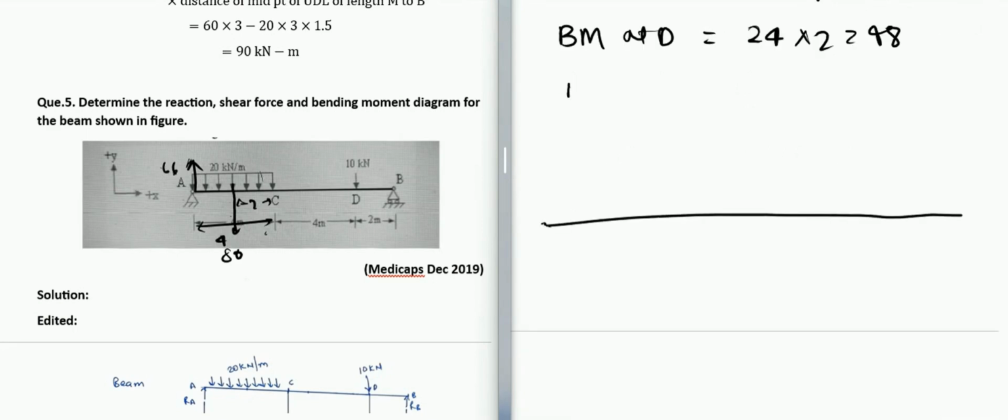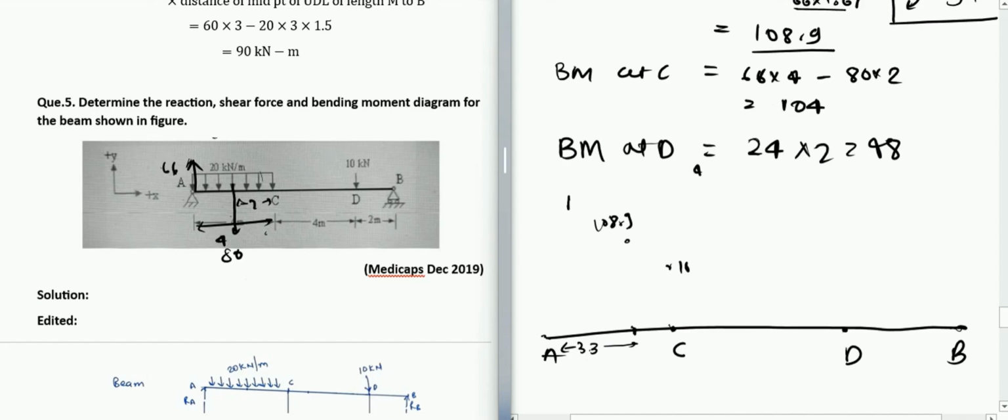At A, we have 0. Let us say this is A, this is C, this is D, this is B. So at A, we have 0. Let us say from X, there is a maximum, which is 108.9. At C, this is 104. If I'm not mistaken, yes, this is 104. At D, it is 48. This is 104, and this is 108.9.